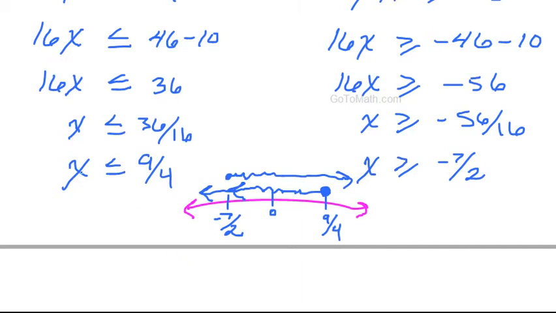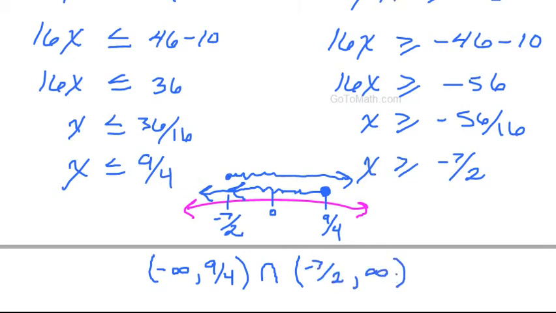Now, if we were to look at this guy right here, x is less than or equal to 9/4, that means it would be from negative infinity to 9/4. You see this? That would be describing this interval here. Okay, and then using the intersection, by looking at which one are we looking at here? x is greater than or equal to negative 7 halves.